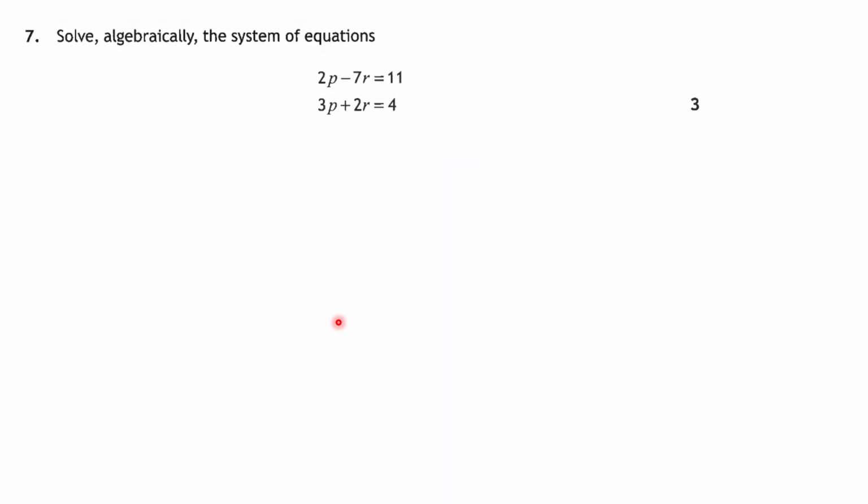Next question. We want to solve algebraically the system of equations. That's simultaneous equations. Now, because we've got a plus here and a minus there, the best way to do it is just to multiply the first one by 2 and then the second one by 7. What will that become then? That becomes 4p take away 14r is 22. That's because I've doubled everything here.